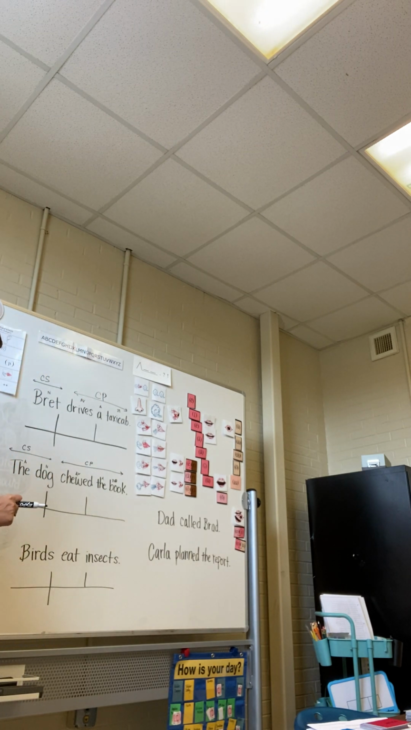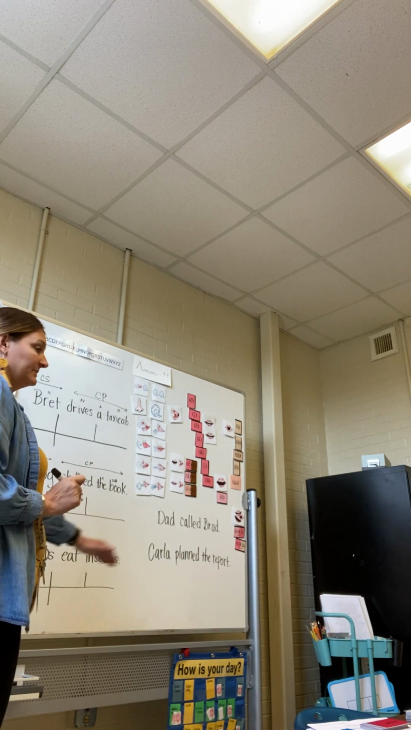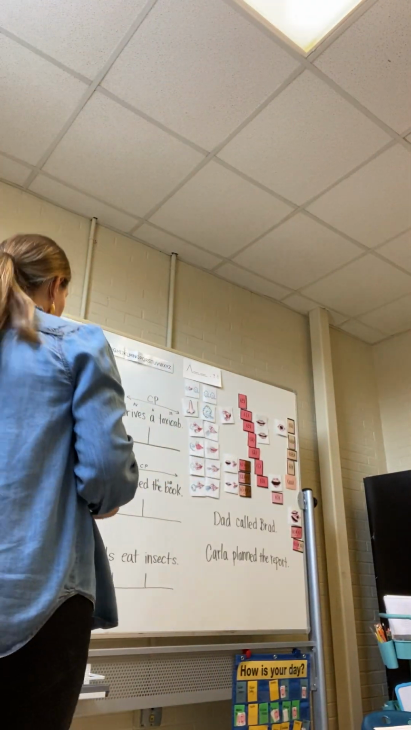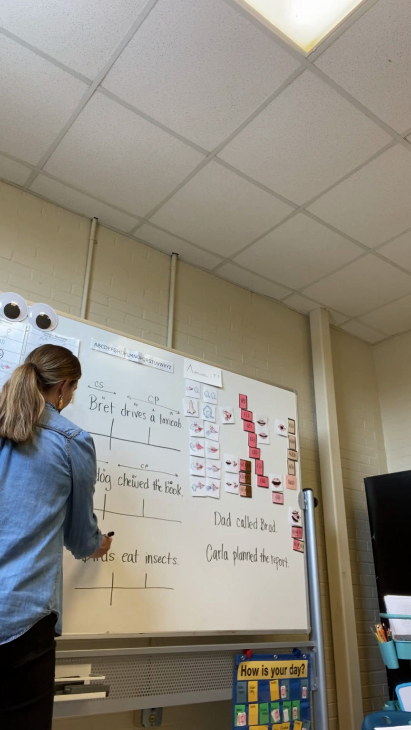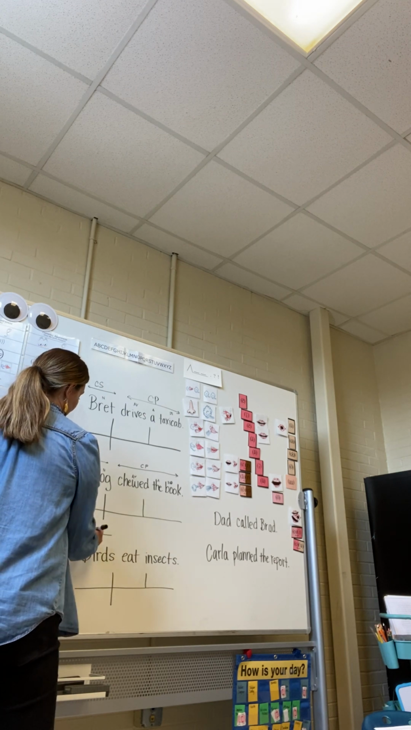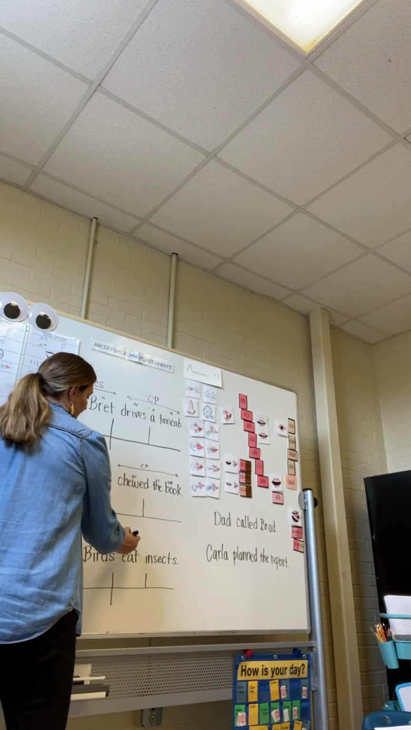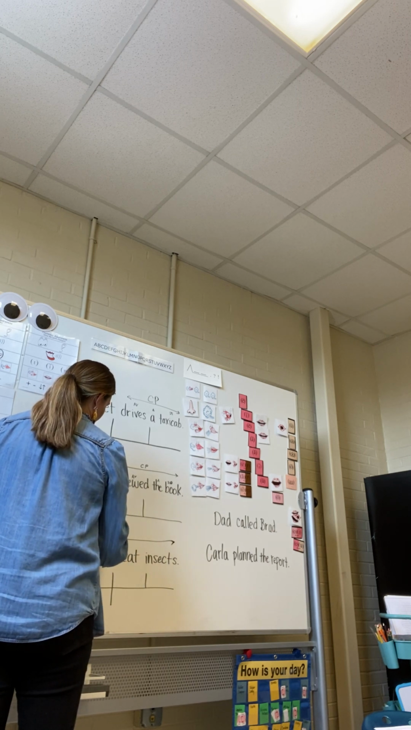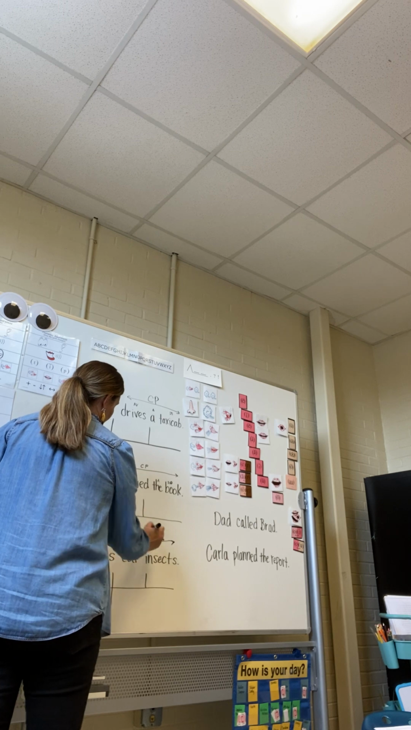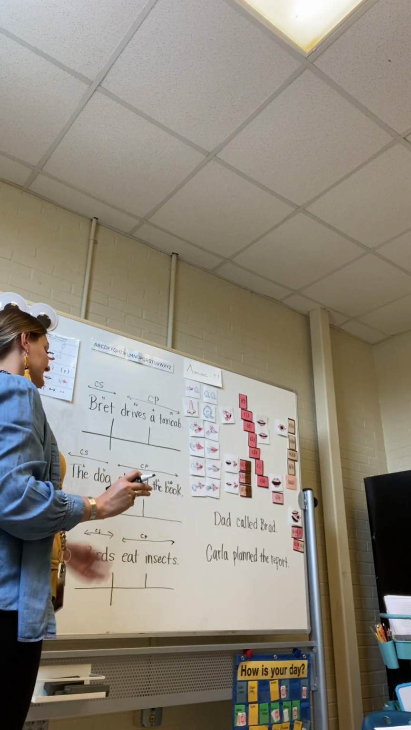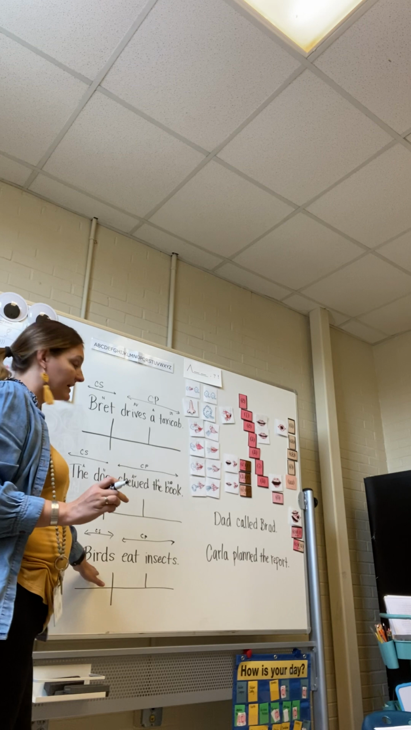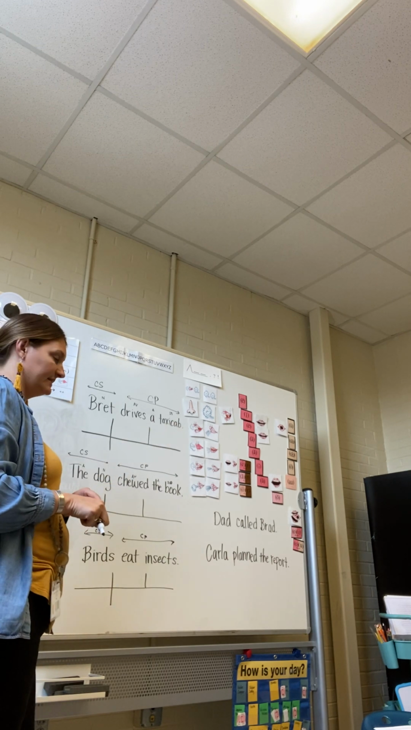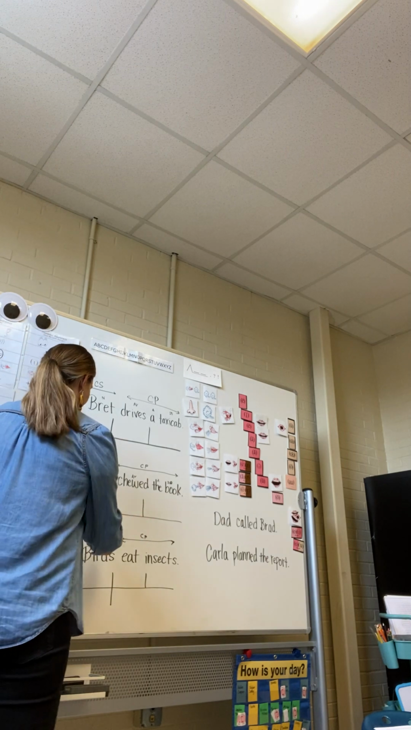All right, what is our complete subject? Birds. Just birds. That's our subject. What do birds do? Eat insects. Can they eat worms? Well, we're talking about insects right now. All right, so birds is our, what part of speech is it? Look on your cards. What do you think it is? Noun. It is a noun.